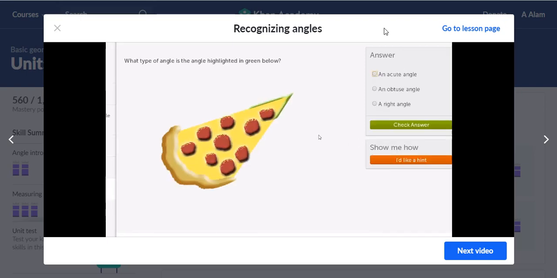Let's do another one of these. What type of angle is the angle highlighted in green below? Well, this angle is less than 90 degrees. If it was equal to 90 degrees, this thing would come out like this. So this is clearly less than 90 degrees. This is an acute angle. Let me just do one more. This is a lot of fun.